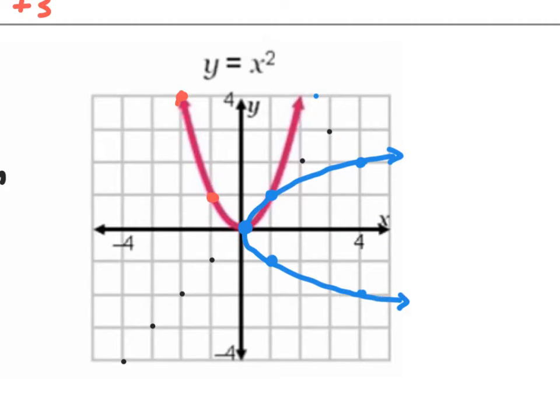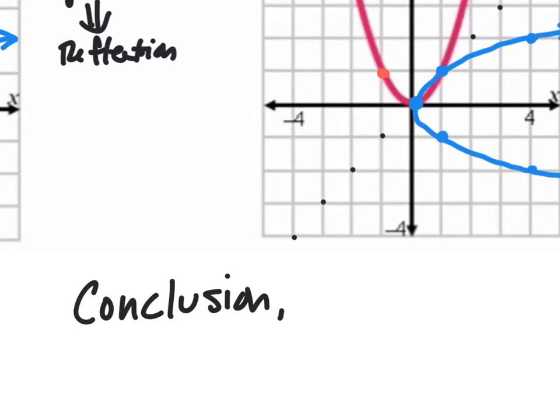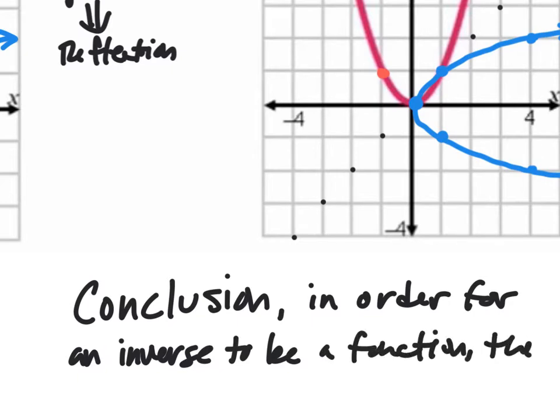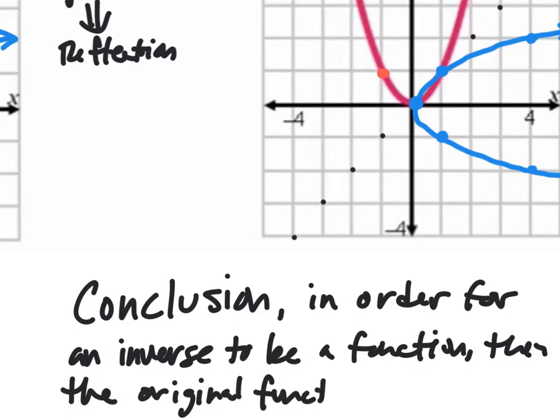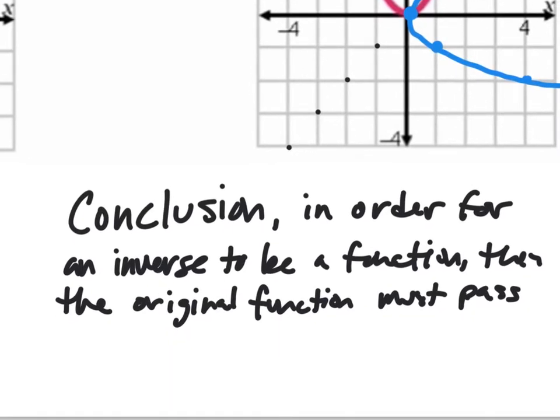Now I can tell. So the conclusion that we draw here is that in order for an inverse to be a function, the original function must pass what's called the horizontal line test.